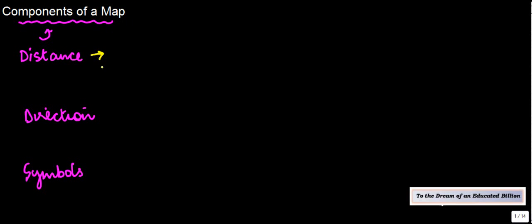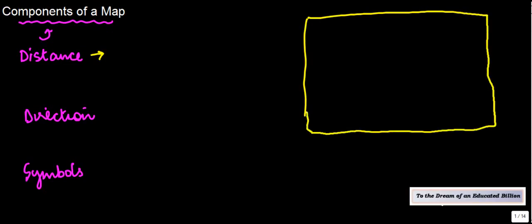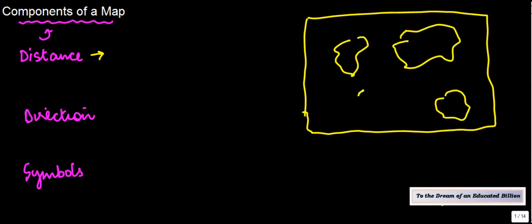First, I'll cover distance. Now, a map, if you see, is not as big as what it represents. So let's say, for example, I have this big a map of Earth, where it shows various countries, various continents, and various places, right? If I look at it, this is hardly 10 centimeters, but our Earth is very big, isn't it? But in order to ensure that the map has its utility, the distance between the places shown on the map should be something real.